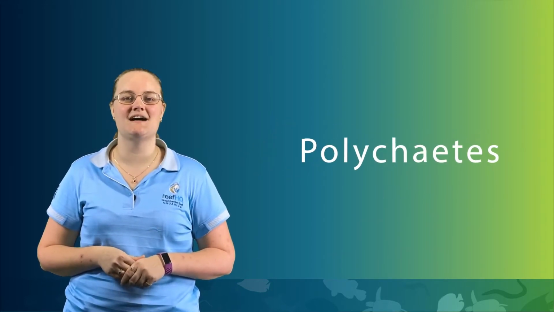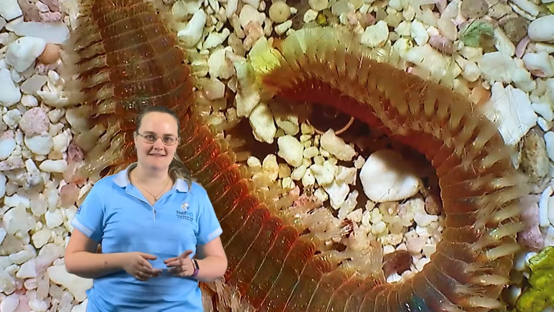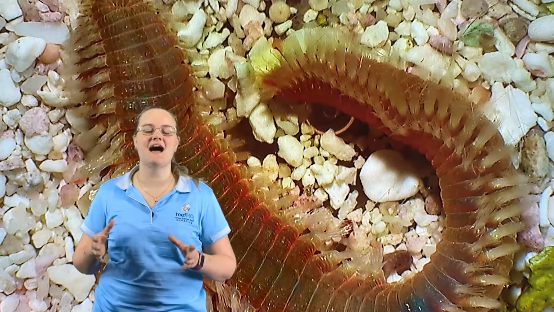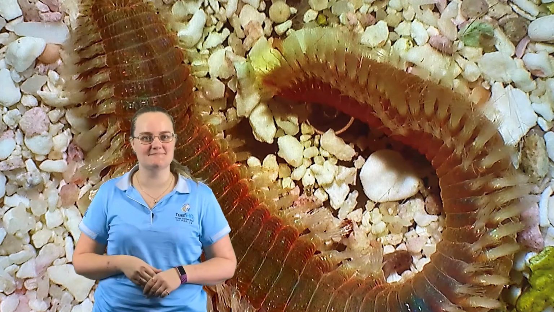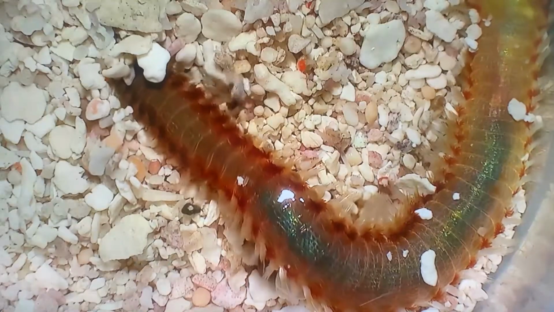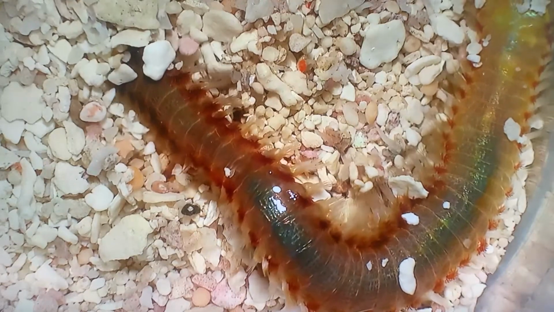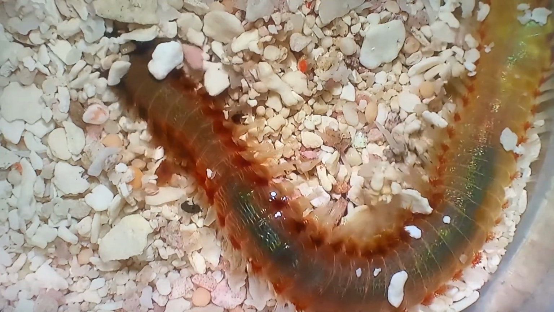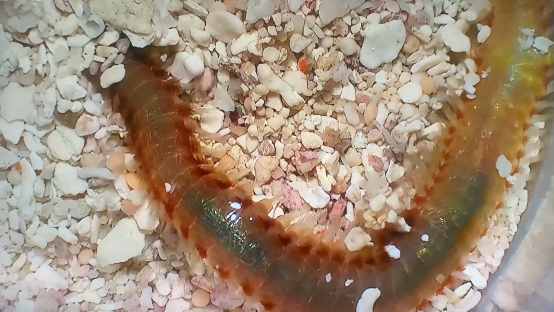In the marine environment, most annelids fall into a class called Polychaetes. So let's have a look at Polychaetes closely. Polychaetes, such as this one, are the largest group of annelids and are comprised of over 10,000 species. These are the marine segmented worms and can be found in all marine habitats, from deep ocean trenches to hydrothermal vents and all over coral reefs.